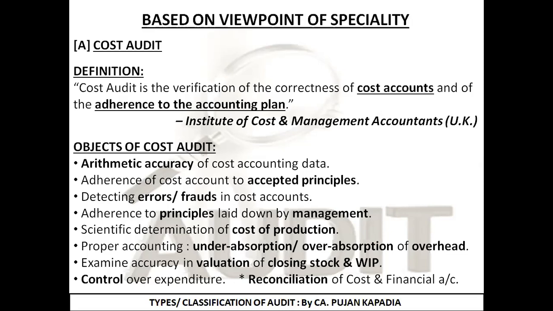For example, management wants that abnormal wastage should be maximum 1%. Fine. So it is a principle which is being laid down by the management. So you are checking over here whether your wastage is 1% or less or not. Because if it is more, it is not proper, right? As a result, you are checking whether you have adhered to the principle of management or not. It is being checked by the cost audit.